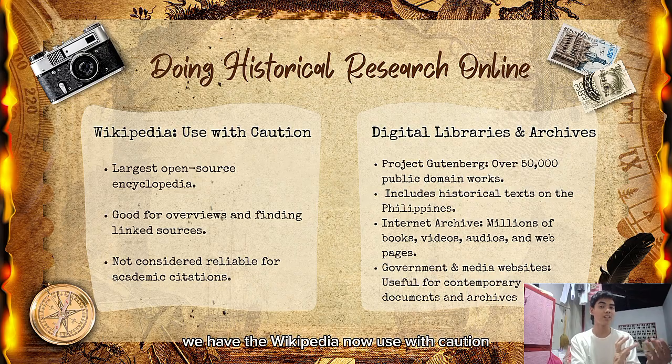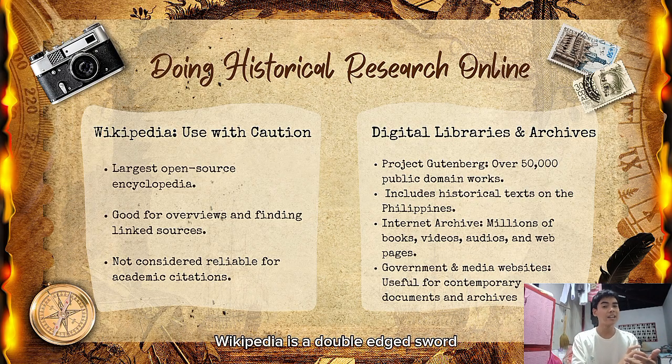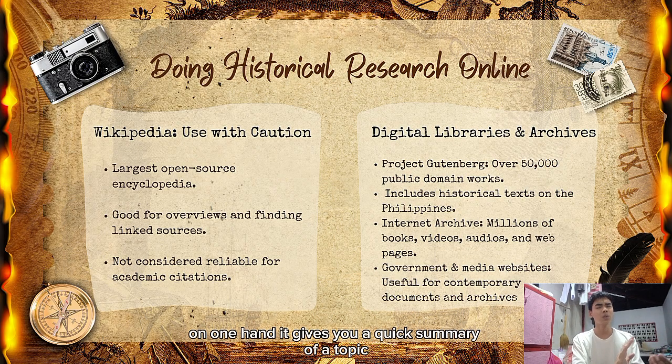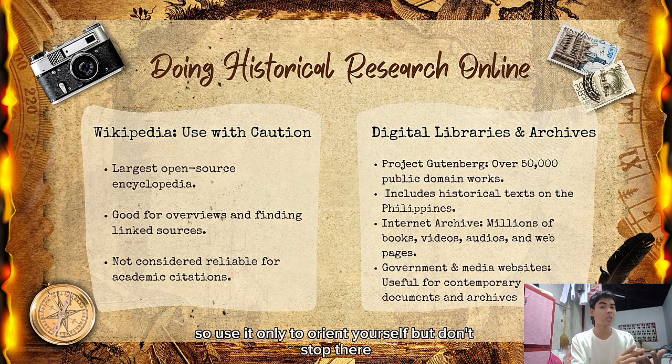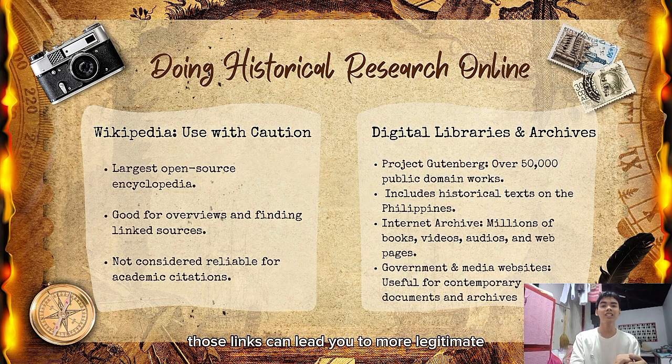Next, we have Wikipedia. Use with caution. Wikipedia is a double-edged sword. On one hand, it gives you a quick summary of a topic, but on the other hand, it's not academically reliable because anyone can edit it. So, use it only to orient yourself, but don't stop there. Follow the citations listed at the bottom of articles. Those links can lead you to more legitimate or citable sources.